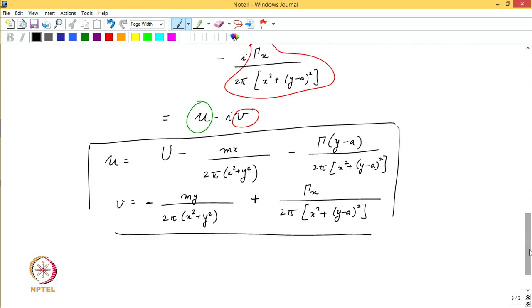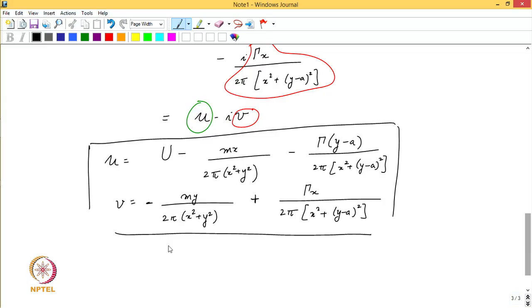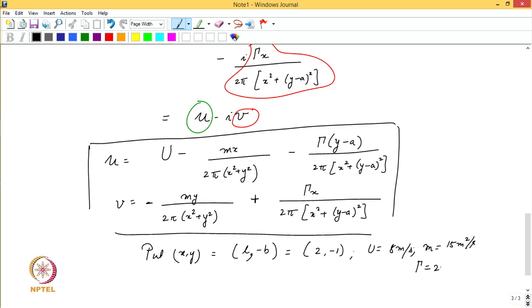In this superposition problem, it is fairly easy now, right, we know the coordinates of point A. So, all we need to do is put x and y for what the coordinates of point A are. So, we can put x comma y to be L comma minus b, which is going to be L is 2, b was minus 1, and we can also put U to be 8 meter per second. We can put m, which was I think 15 meter square per second, and gamma, which was 25 meter square per second.